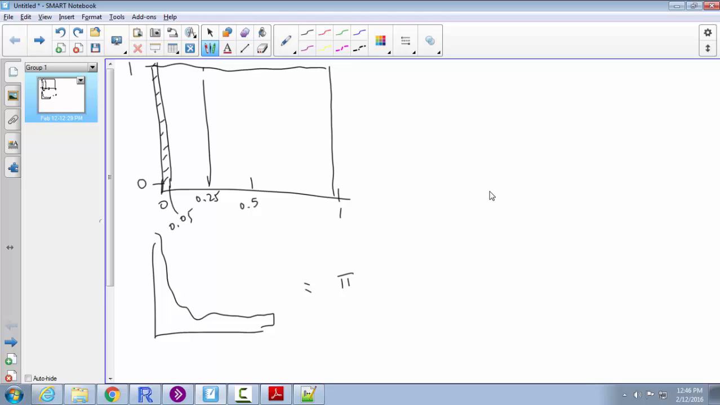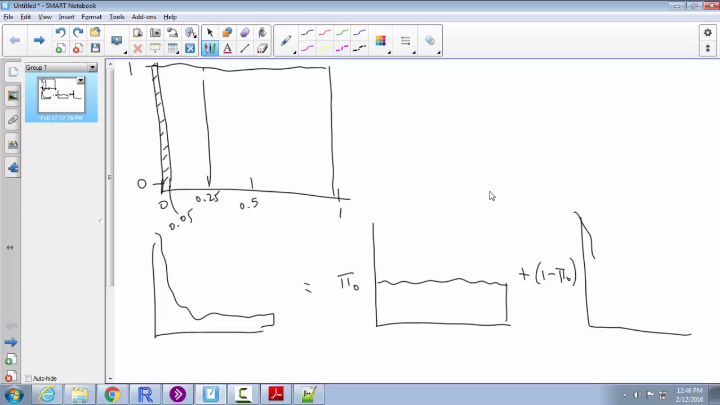We had this kind of thing, and we said that this could be thought of as a mixture. Let's say there's pi0 proportion of all the features that are not interesting, which means whatever's left, 1 minus pi0, are interesting. Interesting features will tend to give us small p-values because they are differentially expressed. The means in the 2 groups that we're comparing are not the same.